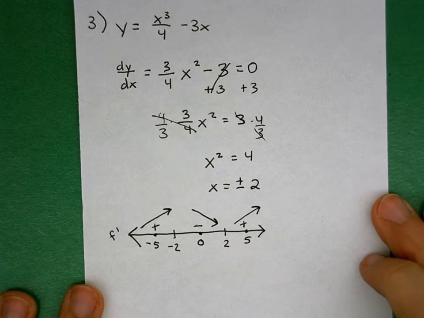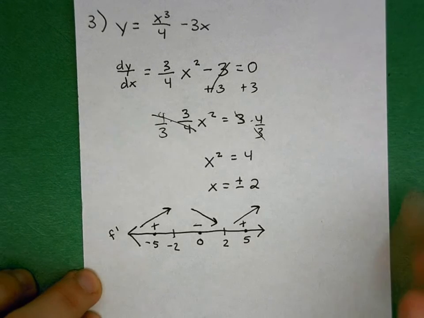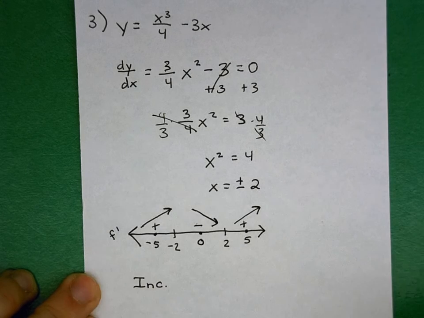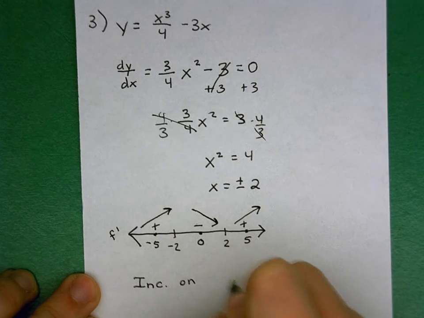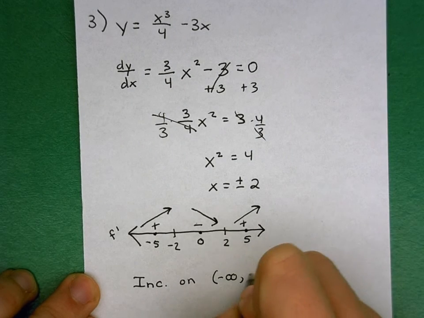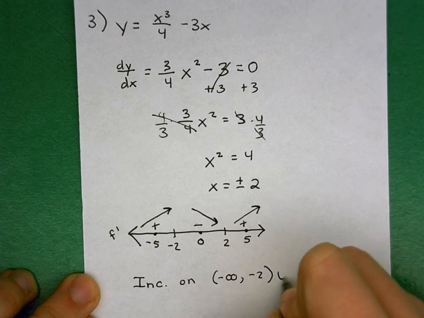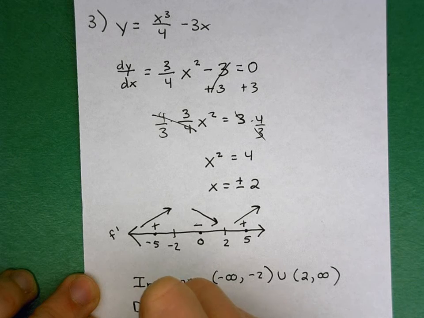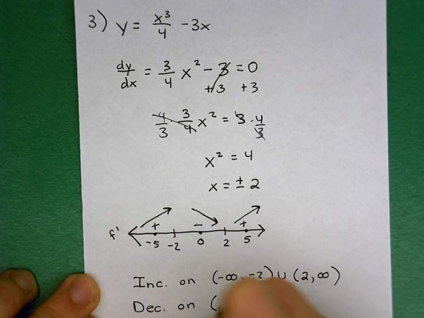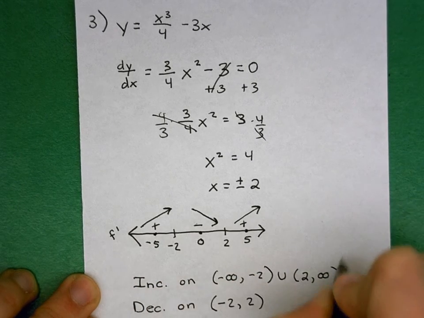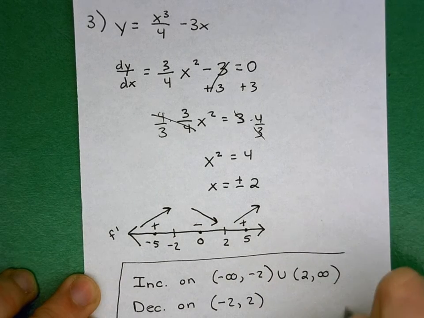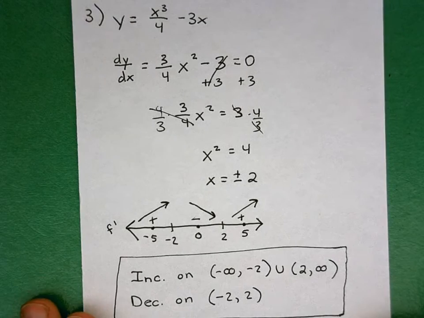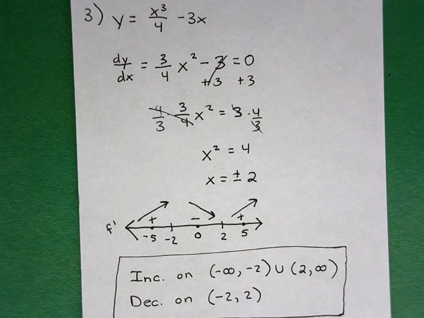Okay. And so then we're going to be looking to say, okay, well, where then am I increasing? I'm increasing from negative infinity to negative 2 and from 2 to infinity. I'm decreasing on the interval negative 2 to 2. So that's how we determine increasing and decreasing intervals. And we're going to build on that with our first derivative test, which will be the next lesson.